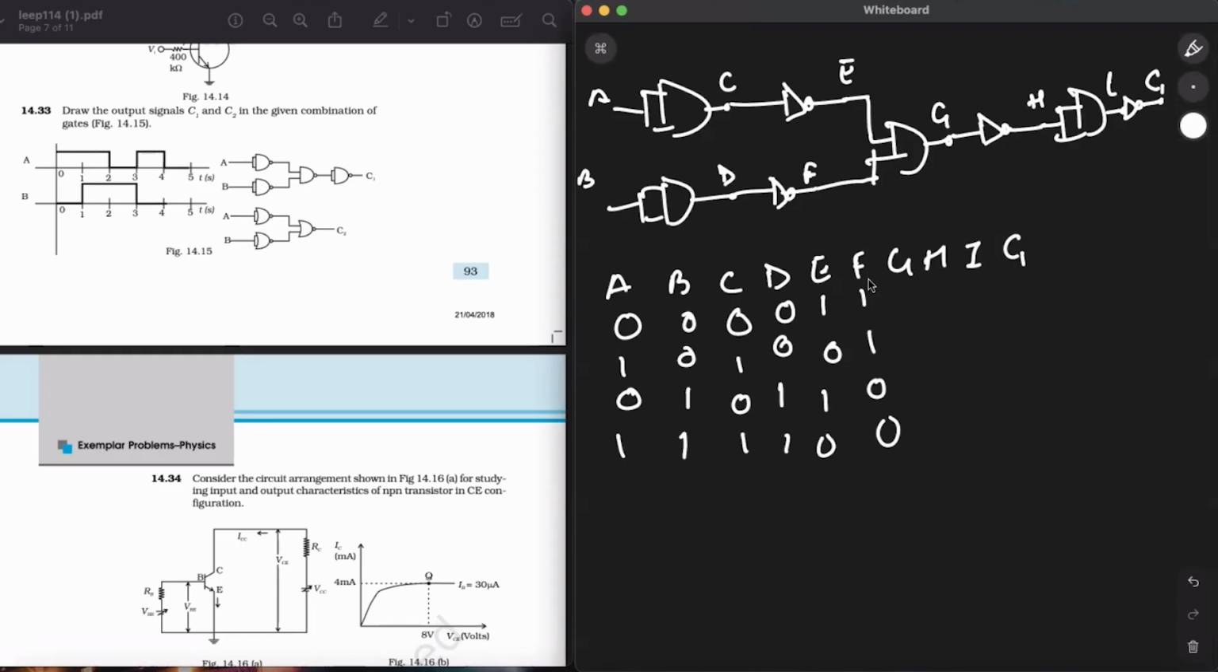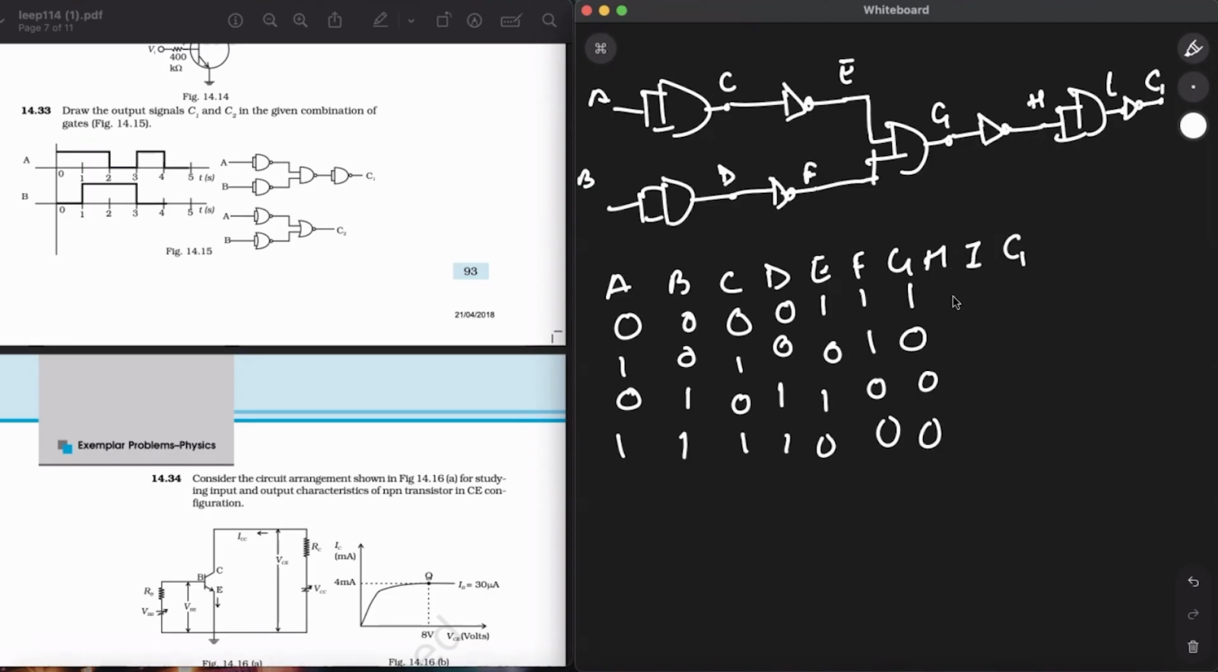Okay, now moving onwards to G. G is the AND of E and F. So if I take the AND of E and F, it is 1 only where both are 1, otherwise 0, 0 and 0. Now we have G, then we have to get to H.